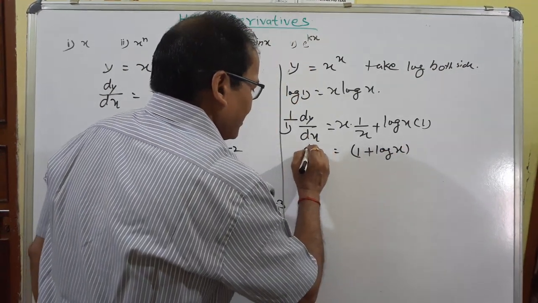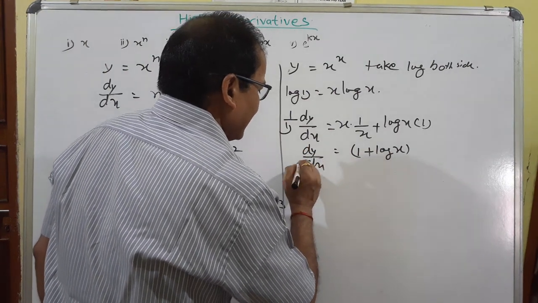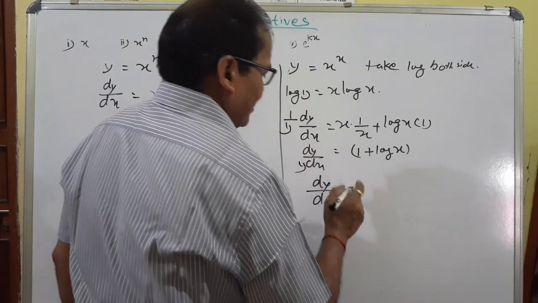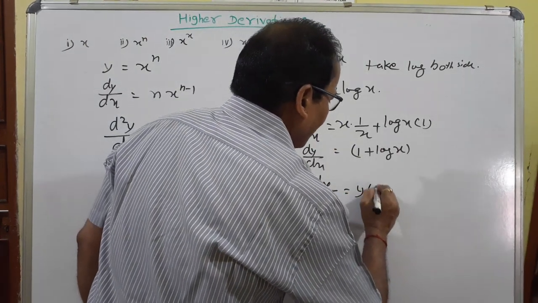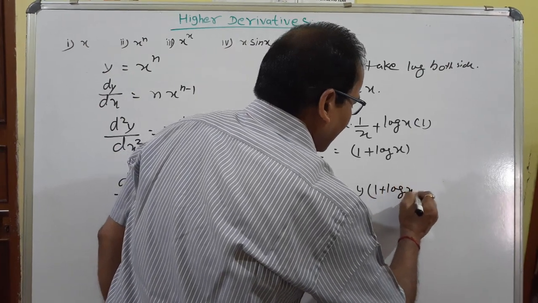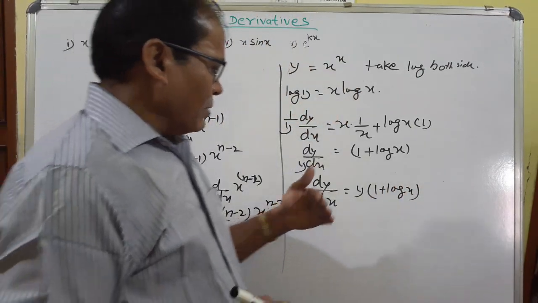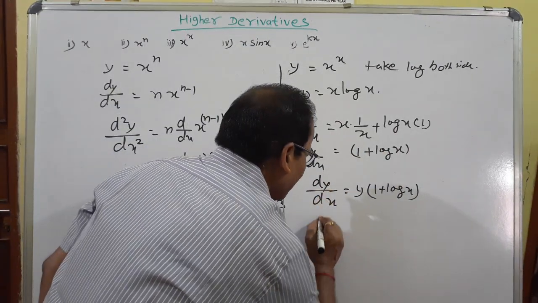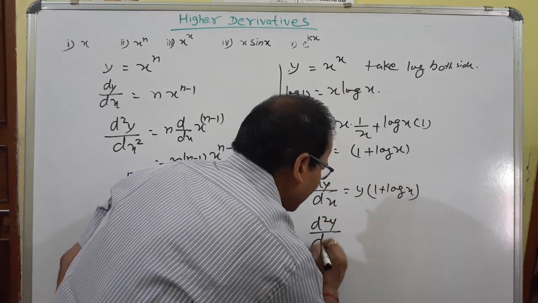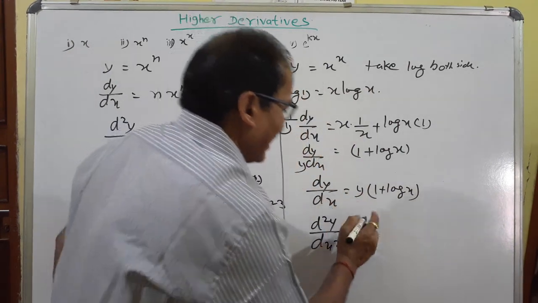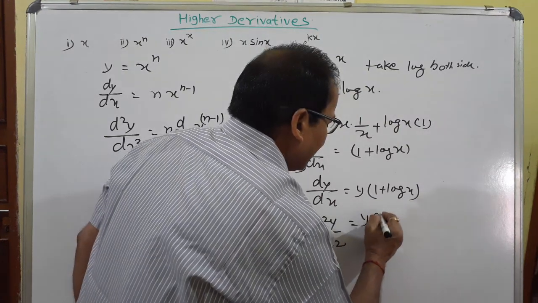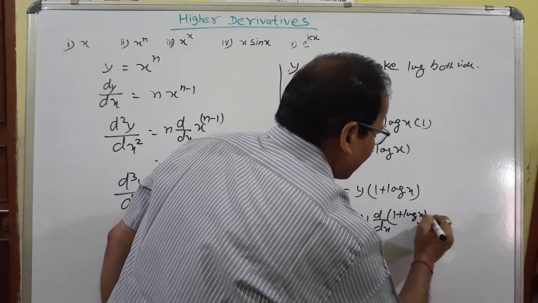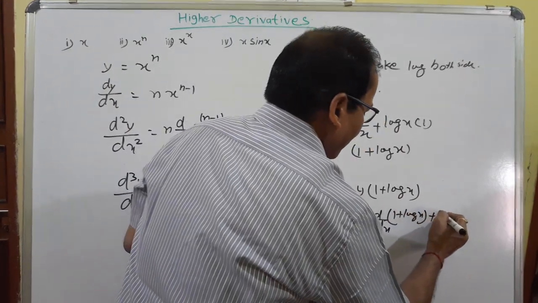If you want to write dy by dx only, then y you can bring here, so dy by dx is equal to y into 1 plus log x. Again we go for the second order of derivative. d2y by dx2 is equal to y, constant, times d by dx of 1 plus log x, plus 1 plus log x times dy by dx.